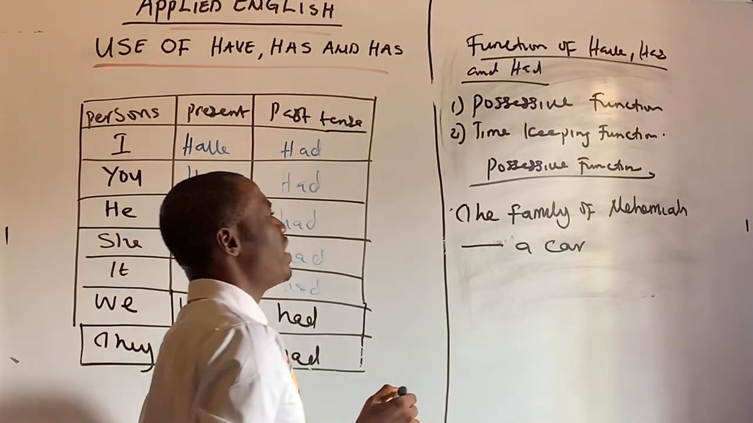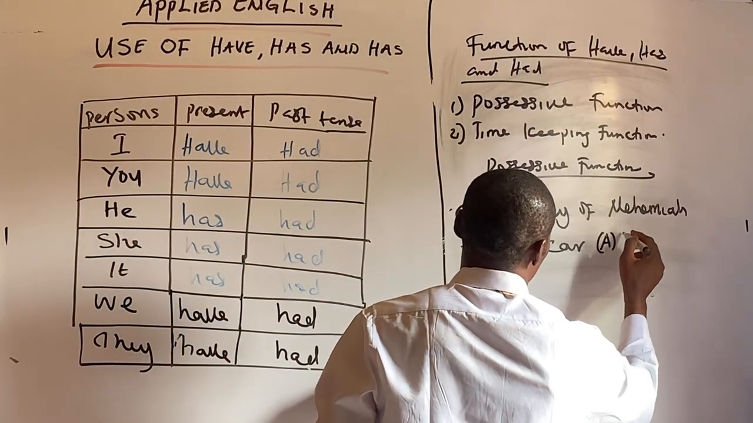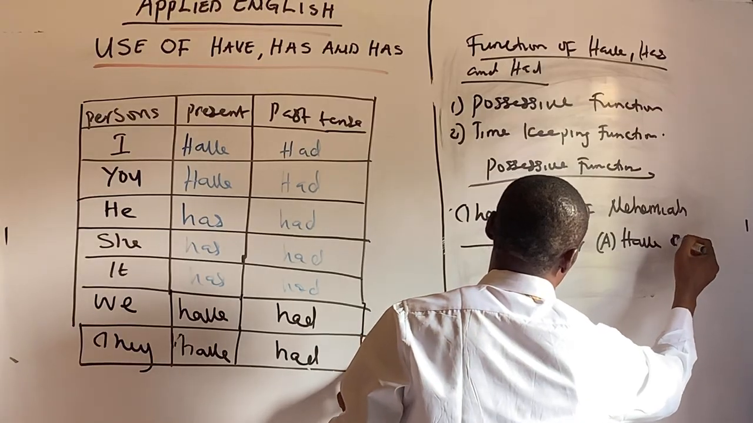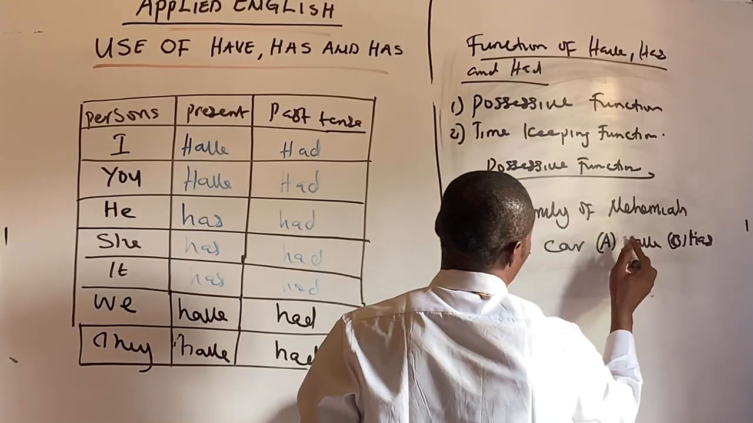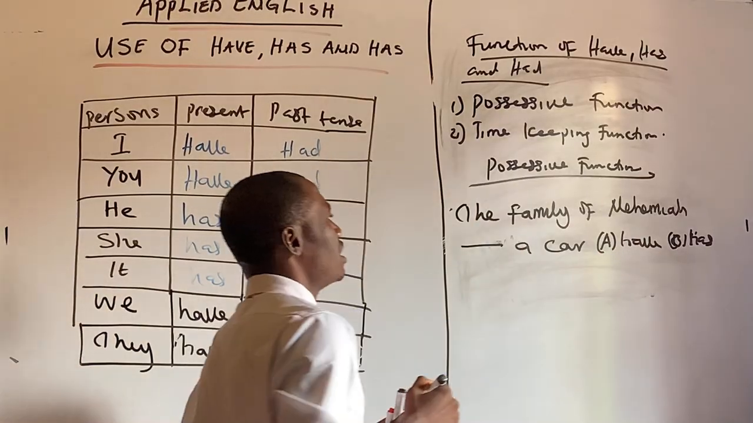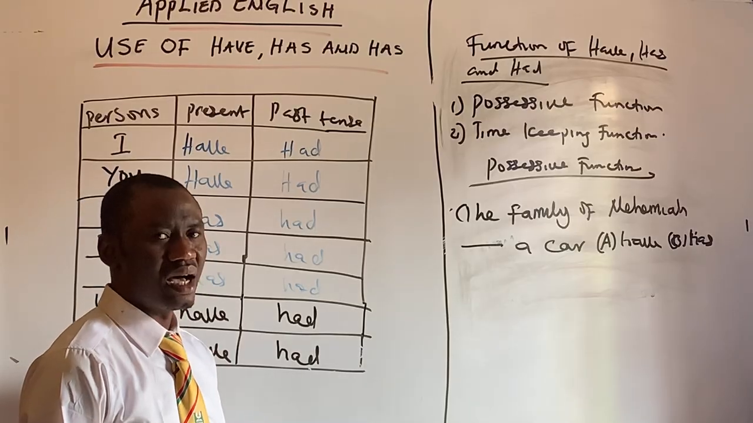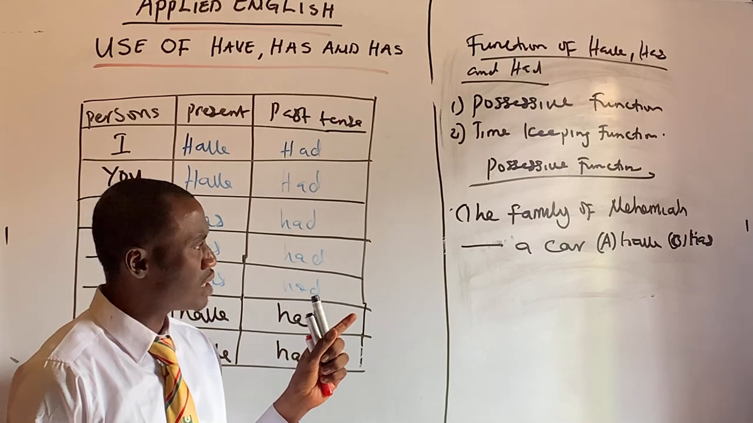The family of Nehemiah dash a car. We have option A, have. Option B, has. This should be in small letters. All right. The family of Nehemiah have a car, has a car. What's the correct answer? I want you to look at that question.